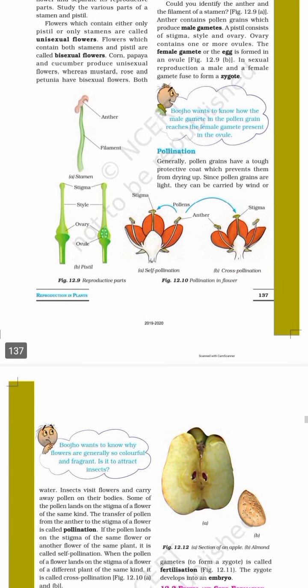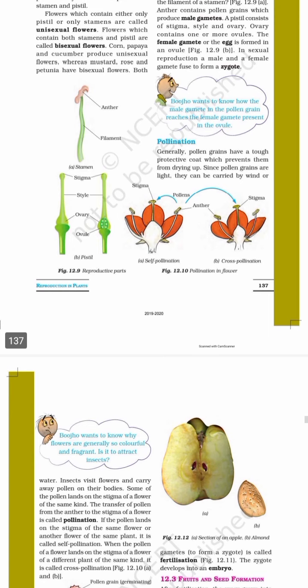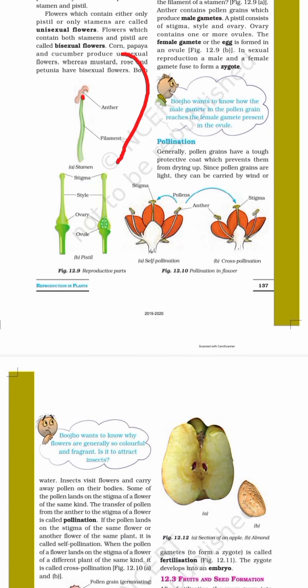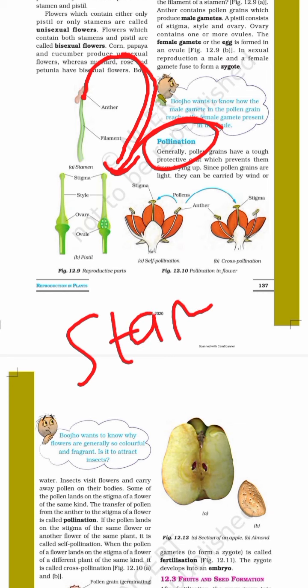So how does it occur? But plants stand at their own place, they don't move. Then how is the pollen grain transferred from one place to another? How will this pollen grain go? There are 2 types of things, self-pollination and cross-pollination. What is pollination? The process of moving a pollen grain from stamen to carpel.